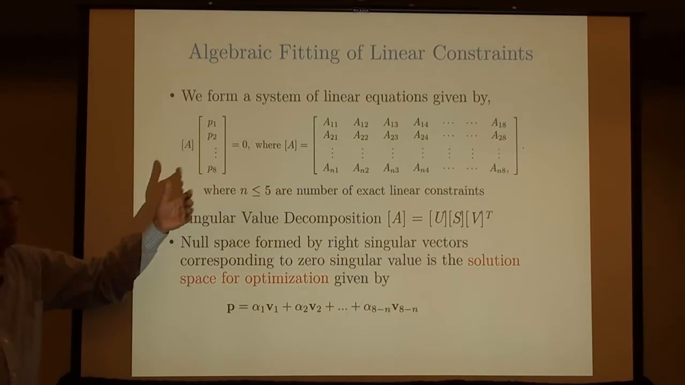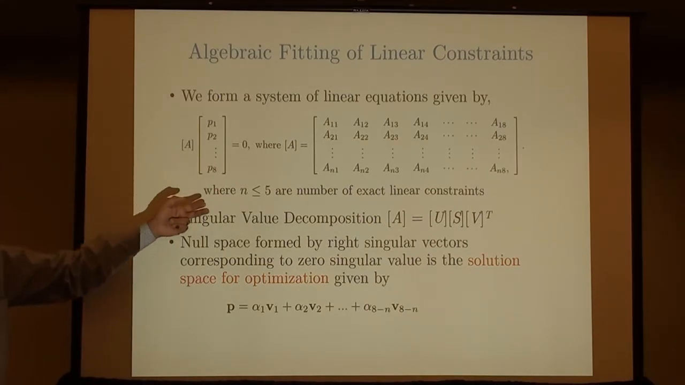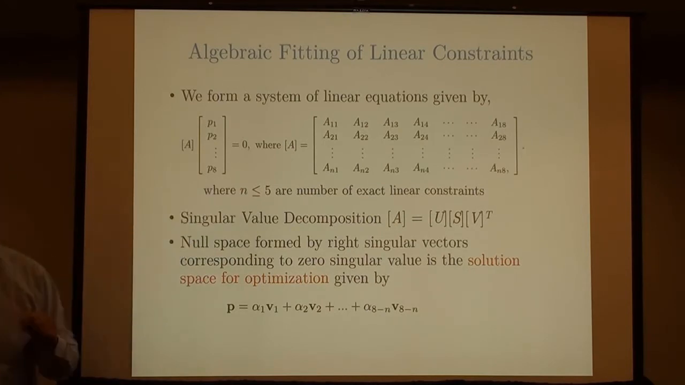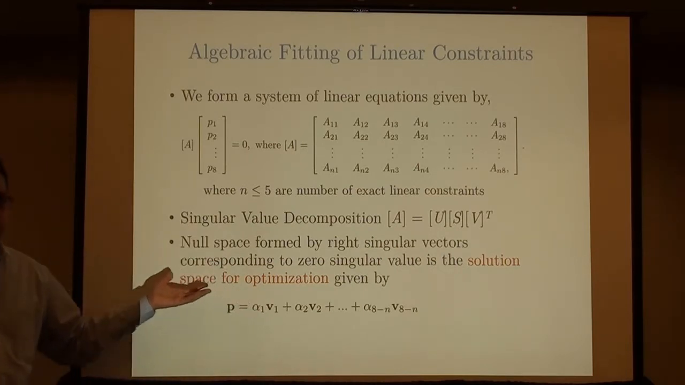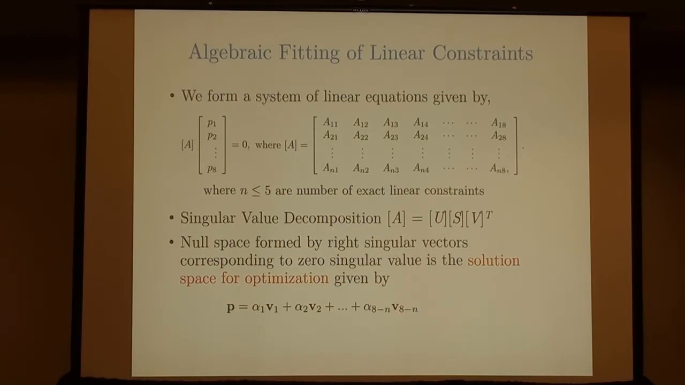So if you write this as a linear system of equations, we basically have a matrix A, the coefficient matrix, which is of size n by 8. Right? So of course this is an over-constrained system because you have only 8 parameters. So how do we solve it? Well, we use singular value decomposition, which works very well. And in this case, because the right-hand side is 0, we know that the solution is in the null space of A. So if you have 5 positions, we know the rank of this matrix will be 5, and the null space dimension will be 3.